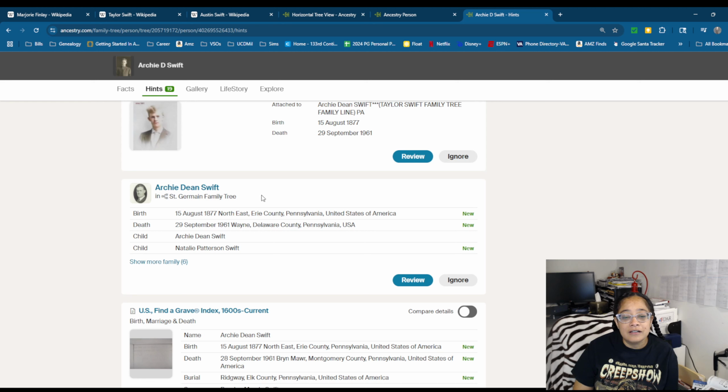Now we see here, this says Archie Dean Swift in the Saint Germain family tree. These are family trees pulled from Ancestry that were made by other people. Again, as a professional genealogist, this is going to be kind of an area of last resort for me. If I can't find other information, I will go into other folks' trees to see if maybe they got the information from a book, from a record that's not available online or something like that. But first, I want to make sure I explore all of the record sets that Ancestry has to offer.